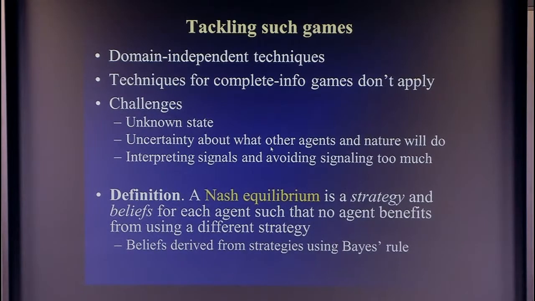All right, tackling such games, the techniques I'm going to talk about are domain-independent, so they apply to that class of games in general. Techniques for complete information games like chess don't apply here at all because of the information sets. Challenges are unknown state, uncertainty about what others and nature will do, and most importantly, interpreting signals and avoiding signaling too much. So I need to understand what somebody's action signals to me about their private information, and what my actions signal to them about my private information. Nash equilibrium is a great definition of how you should take those signals into account, but it's just a definition. You have to marry it up with algorithms to compute these solutions to make this operational.